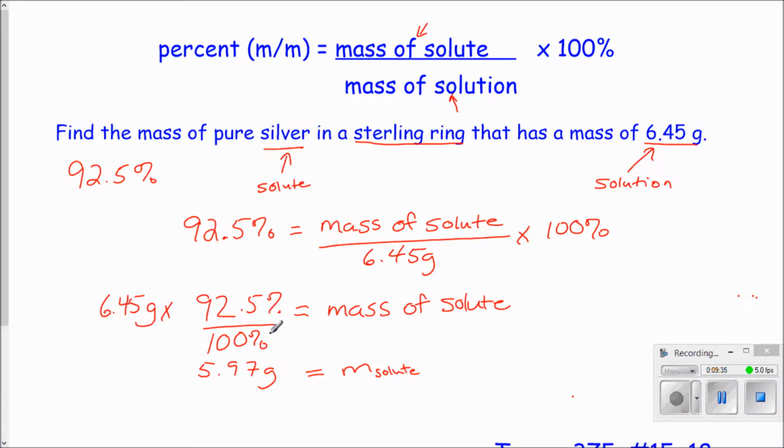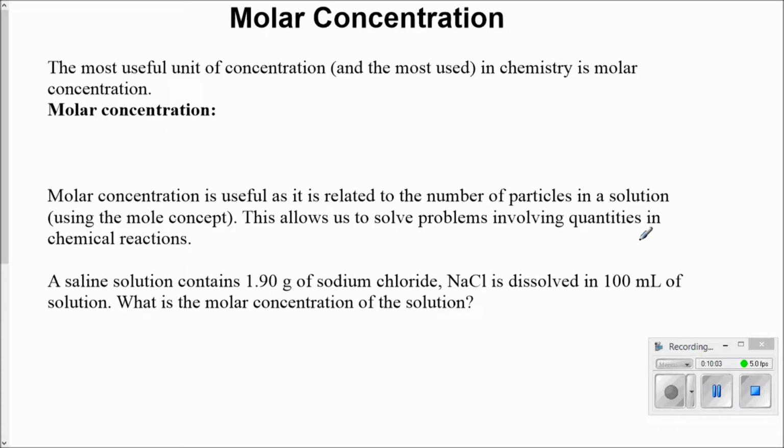So when you actually do the math, the percentages will cancel out in terms of units, and you get your units in grams. And our answer is going to be 5.97 grams. So in 6.45 grams of sterling silver, there is 5.97 grams of silver. So that's how you would use these equations. Okay, you can do it similarly for mass volume percent or volume percent. We'll do a few examples in class tomorrow as well. So now we're going to talk about the most useful unit of concentration, which is called molar concentration.